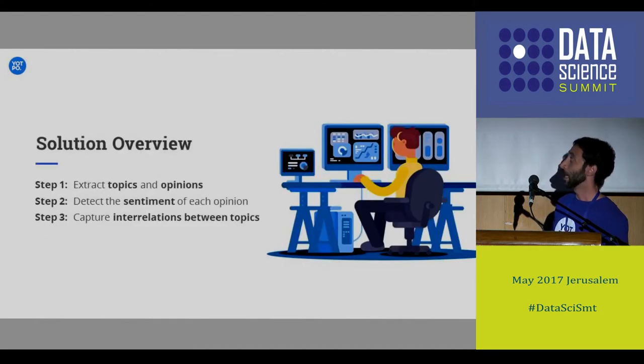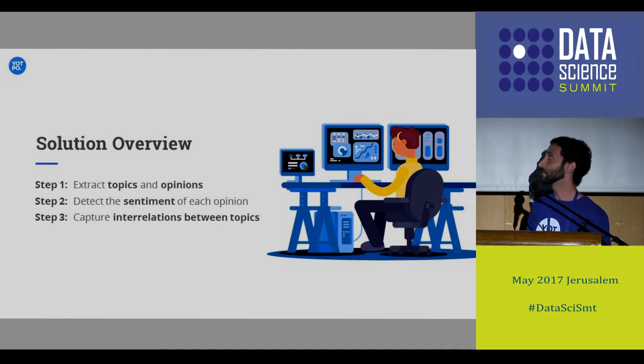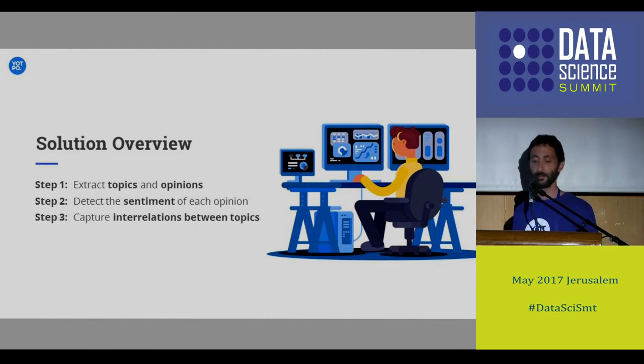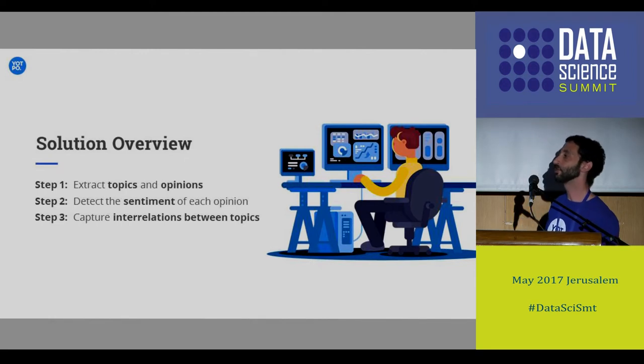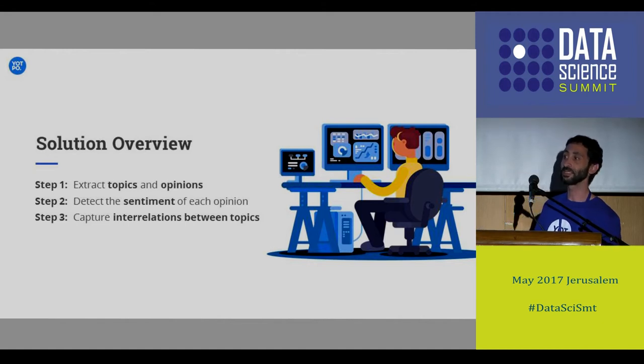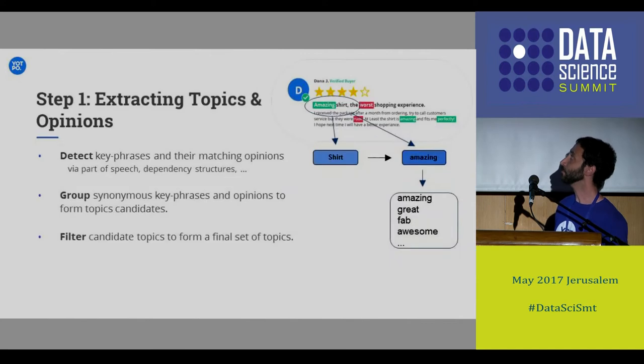I'll give you a quick overview of the solution and then we dive in. We first extract topics and opinions from a corpus, then detect sentiment for each opinion, and finally we'll capture interrelations between topics to form more compound topics which will allow a more comprehensive view of the data.